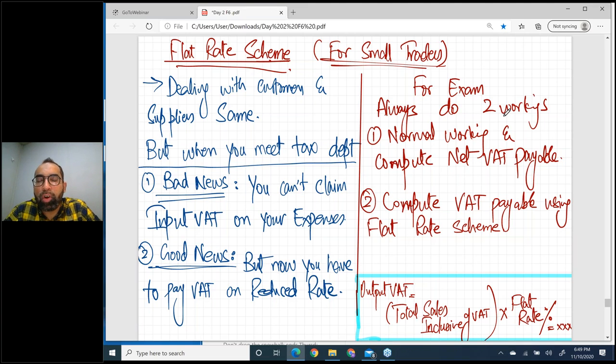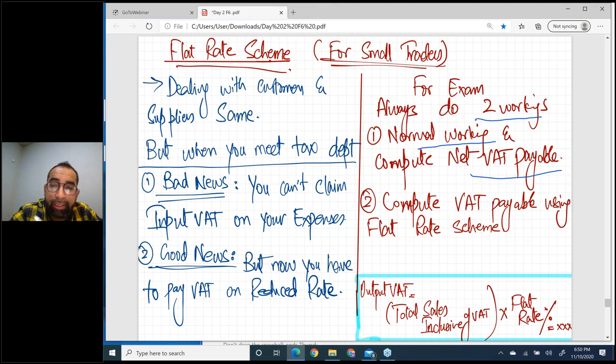Now, for exam, always do two workings. Whenever you see a practical question on the flat rate scheme, normally the question comes from the planning area. They ask you whether the flat rate scheme is beneficial or not. So you read these steps. Number one, do normal workings and compute net VAT payable. Normal working means the normal VAT return: output VAT less input VAT. So first of all, calculate net VAT payable using normal workings.